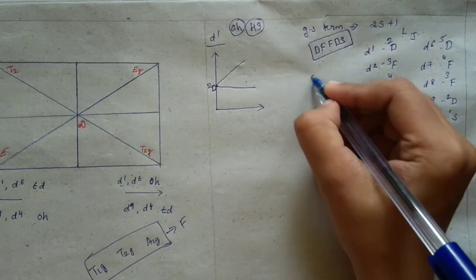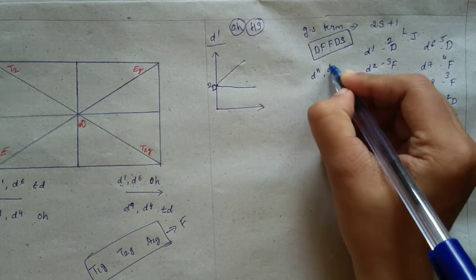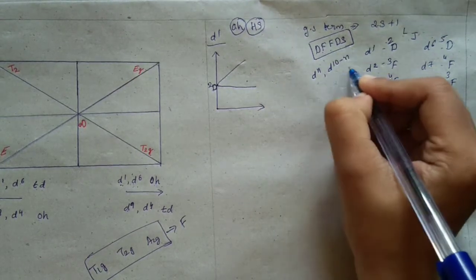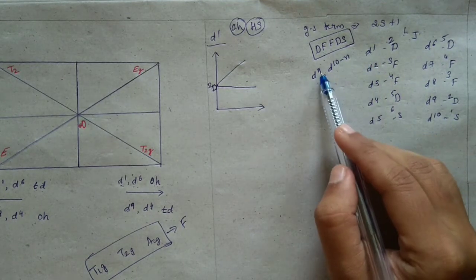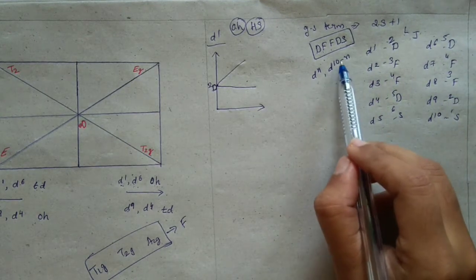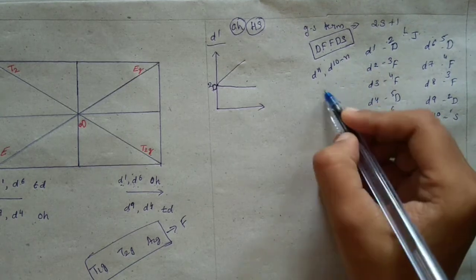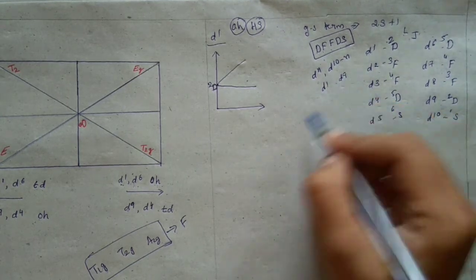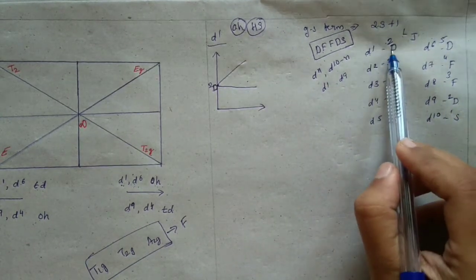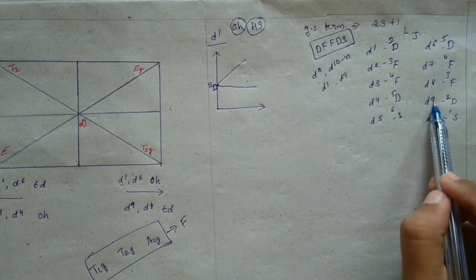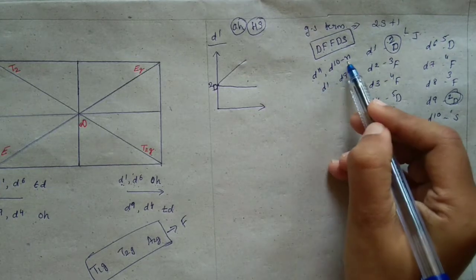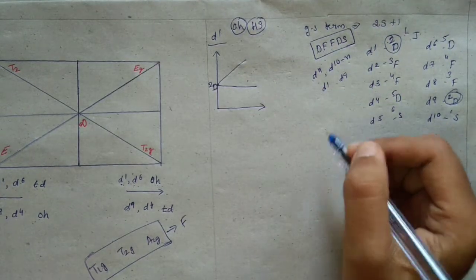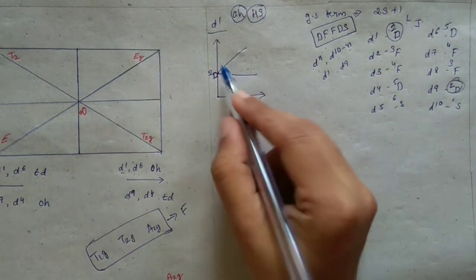And another point is dn and d10 minus n have the same term symbol. For example, n is equal to 1, then 10 minus 1 is 9. So d1 and d9 have the same term symbol. d1 has 2D and d9 has 2D. So let's move on to the Orgel diagram.